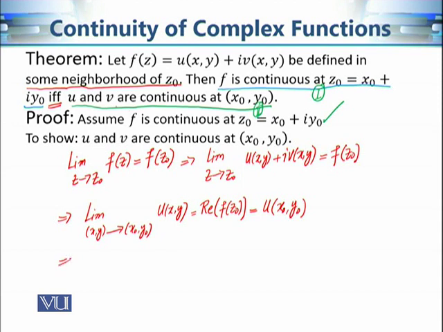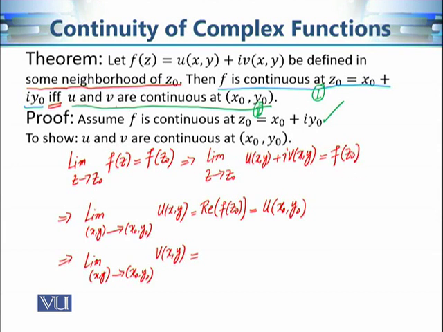And similarly, this implies that the limit as x y approaches x0 y0 of this function v of x y should be equal to the imaginary part, because these two sides are equal, so that's why the real parts and imaginary parts must be equal.